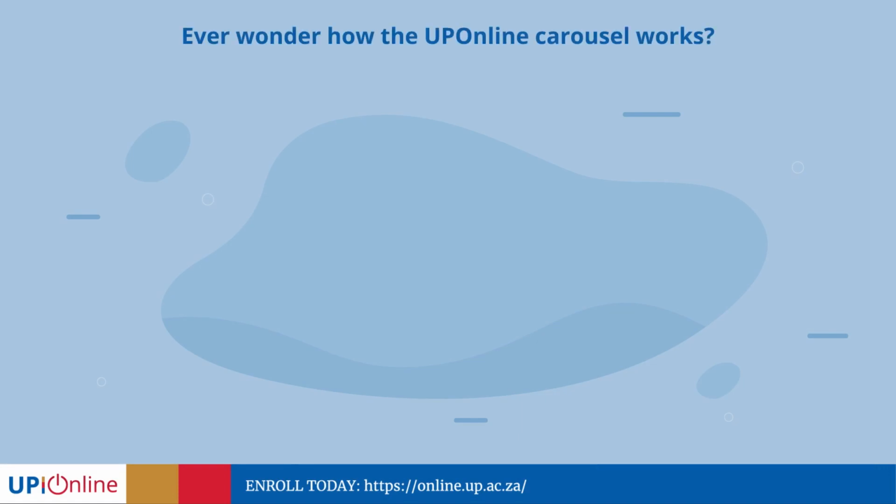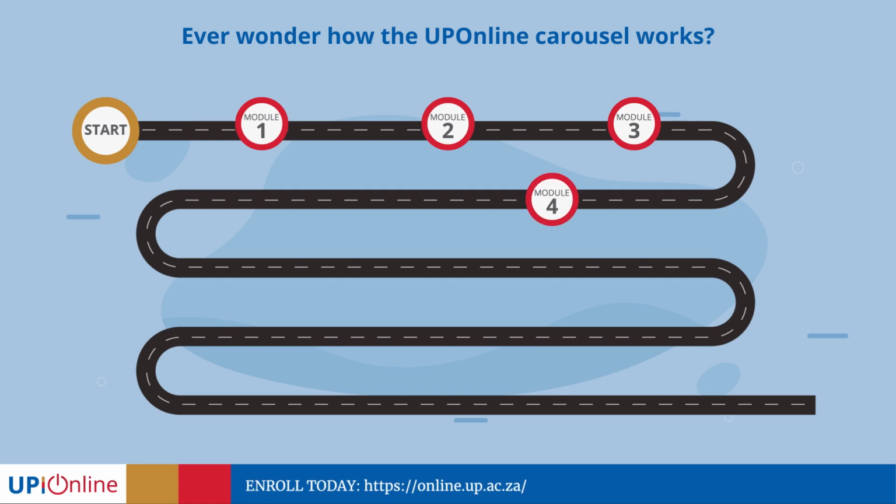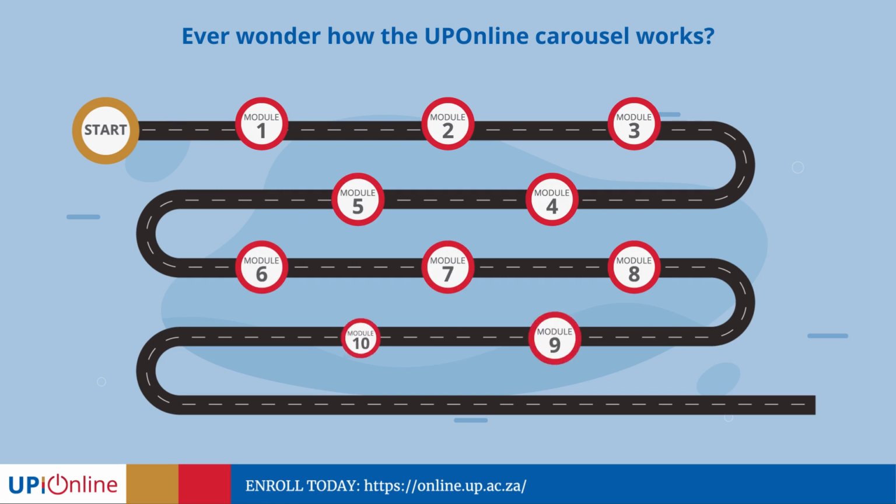Ever wonder how the Uponline Carousel works? Let us start at the beginning. In order to obtain your qualification, you first need to complete a learning program. Your program will consist of a number of modules. These modules are organized in a carousel. In this example, the program consists of 12 modules.